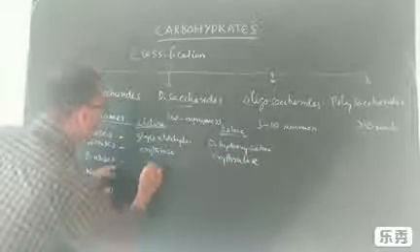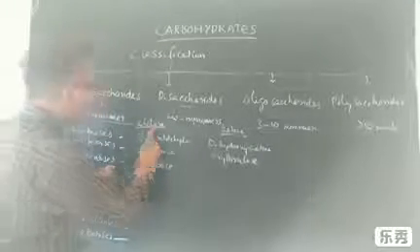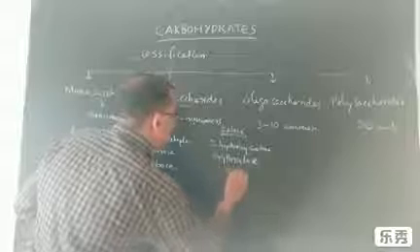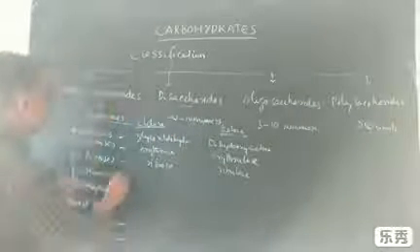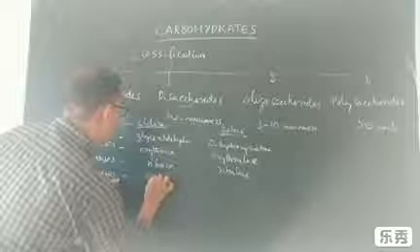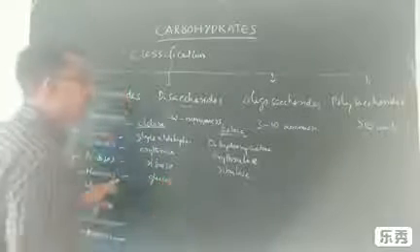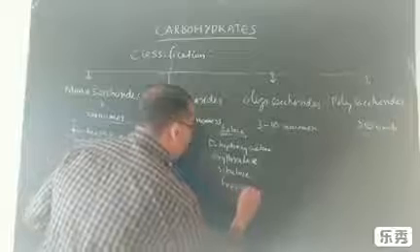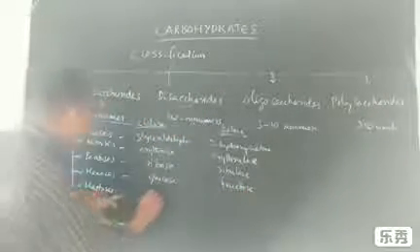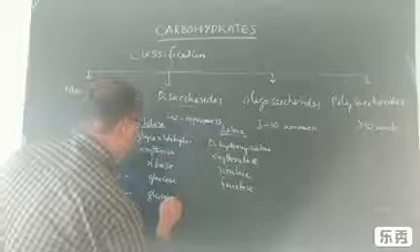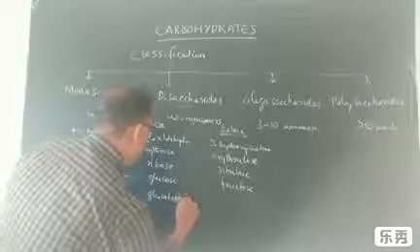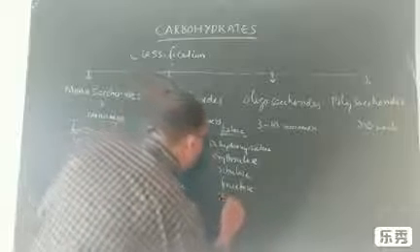Then for pentoses, an example is ribose. Ribose contains an aldehyde group, and the corresponding ketose is ribulose. An example of a hexose, the most common, is glucose, and the corresponding ketose is fructose. Then heptose: glucoheptose contains an aldehyde group, and the corresponding ketose is pseudoheptulose.